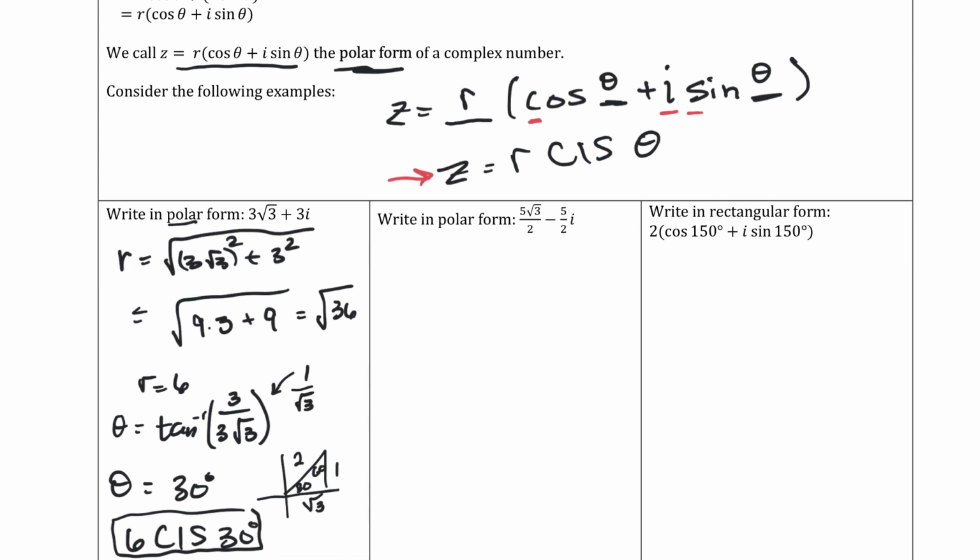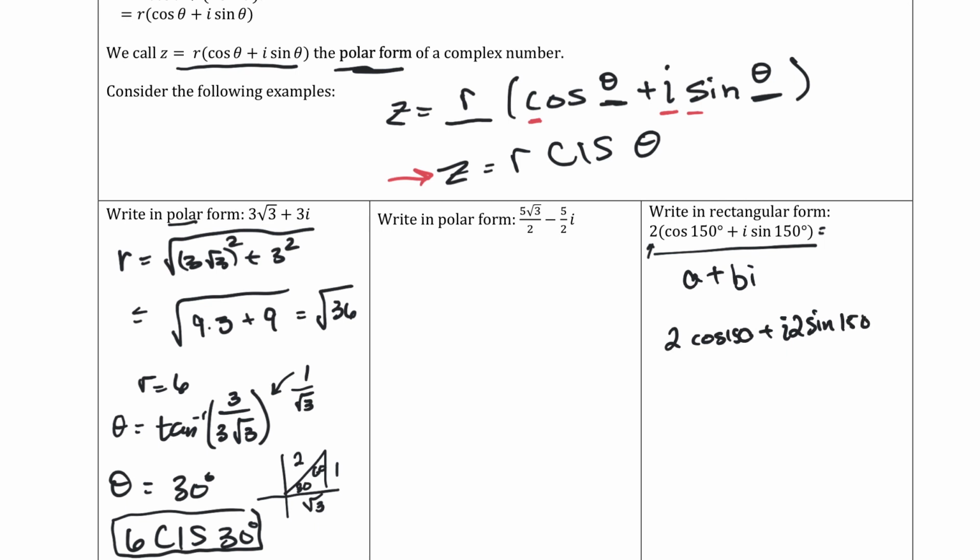Okay, let's skip over to the other example. Here at the end, it's asking me to go backwards. If I have polar form and I want rectangular form, I just want to work it out. I'm going to take this 2 and distribute it into these two parts and simplify this piece and this piece. I really want to end up with a plus bi, and that's it. So we're going to have 2 cosine 150 plus i times 2 times the sine of 150.